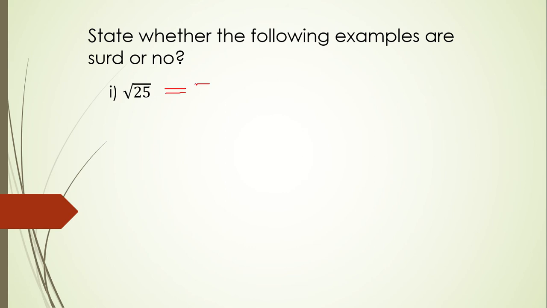Root 25 is 5. And 5 is a natural number. It's a rational number. Okay. It's not an irrational number. 5 is not an irrational number. So this number overall, nth root of a, has to be an irrational number, and which is not in this case. Root 25 is not an irrational number. Therefore, root 25 is not a surd.